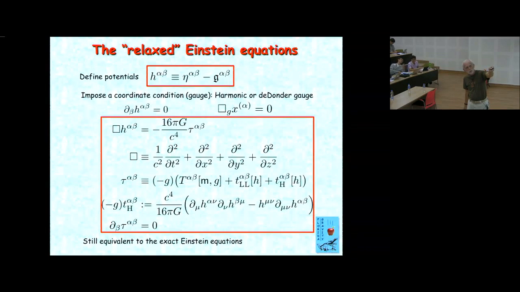The flat space-time D'Alembertian of h is equal to 16 pi G over c to the fourth times this quantity on the right-hand side, which has our earlier stress-energy tensor and the Landau-Lifshitz pseudo-tensor. That was already on the right-hand side of that earlier equation, plus one new term called the harmonic pseudo-tensor. That just comes from some derivatives that showed up on the left-hand side of the equation that we move over to the right-hand side. And there's the explicit formula for it. It's just some extra derivatives, one double derivative of the H's that remains.